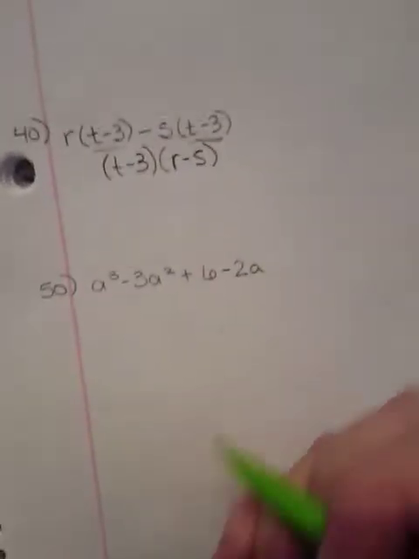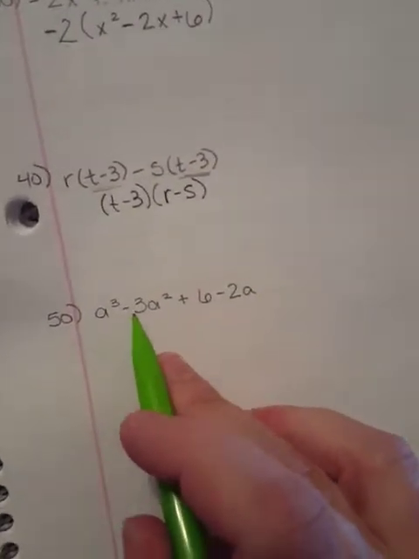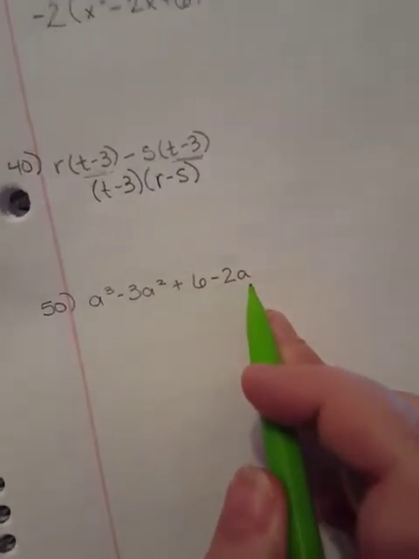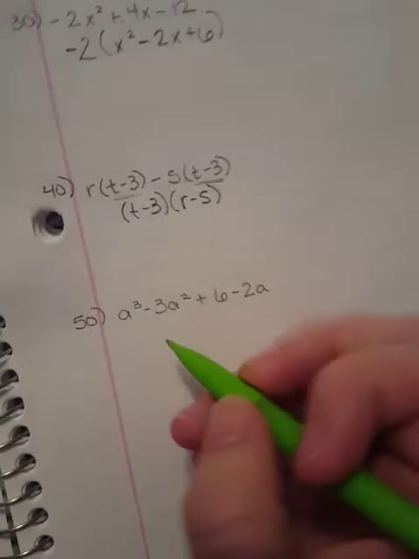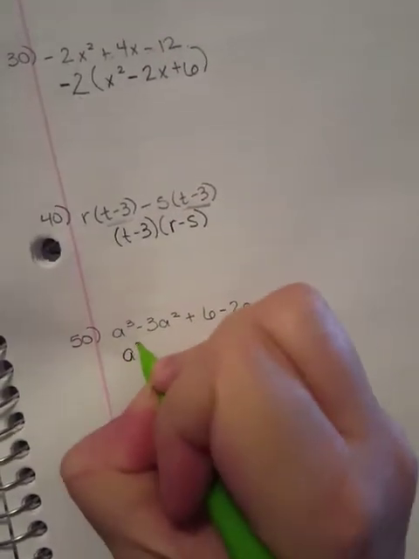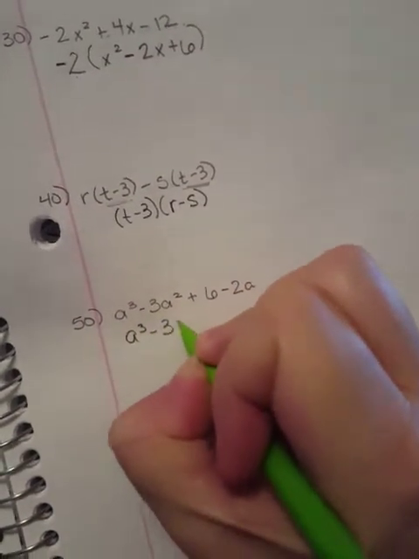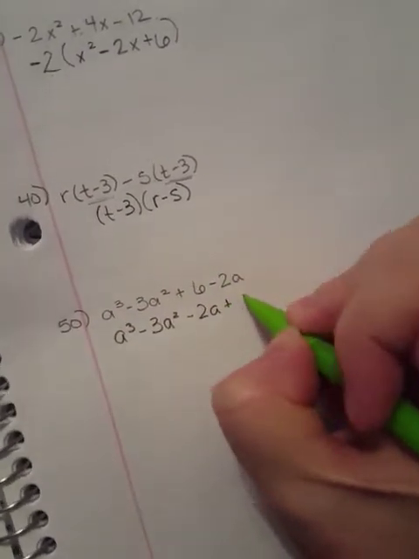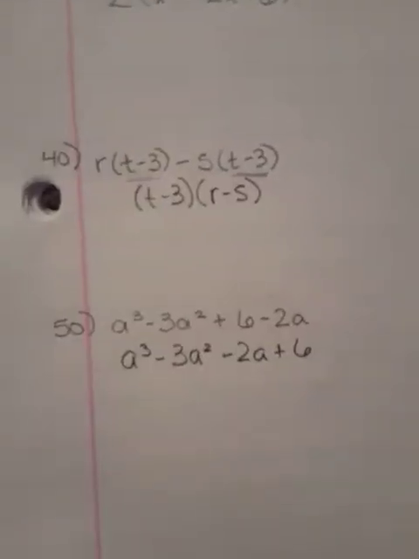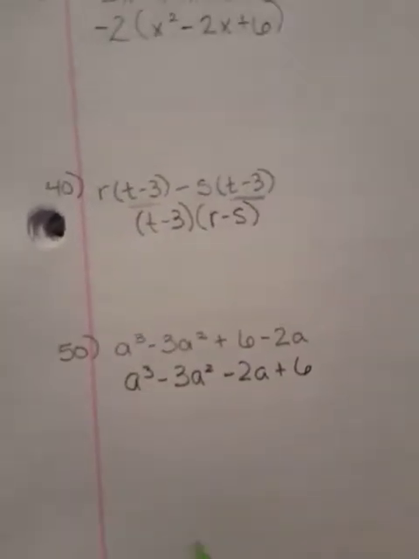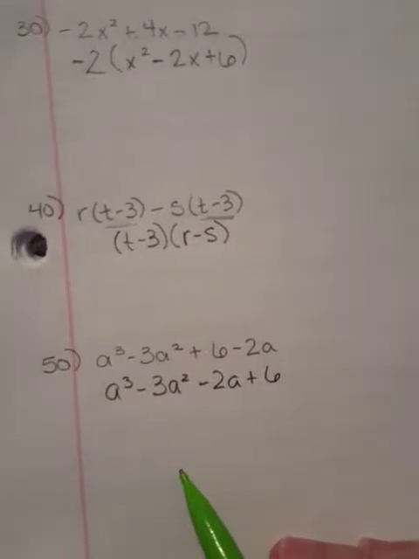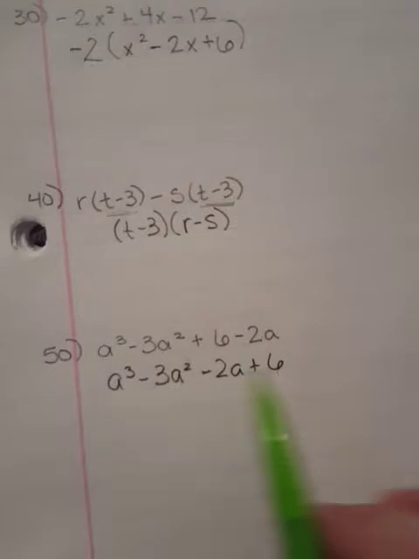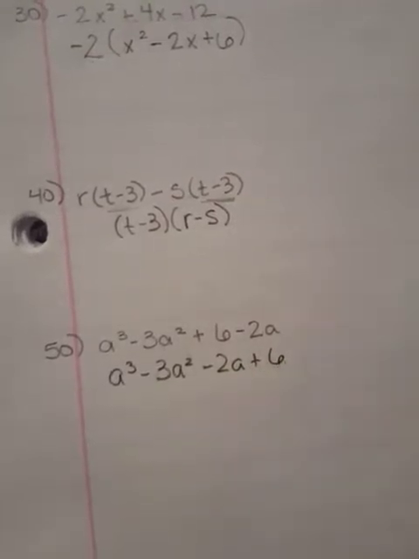Okay, number 50, we have a cubed minus 3a squared plus 6 minus 2a. So we need to reorganize this to put them all in order. So we have a cubed minus 3a squared minus 2a plus 6. Okay, so I need to look at this problem, and it looks to me like minus 3a squared and 6 would probably be a good thing to go with. Those are both divisible by 3.